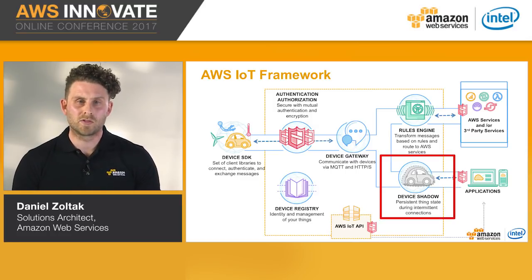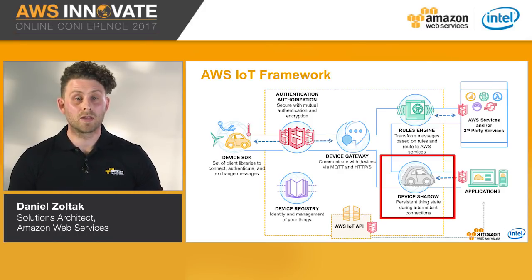This is where we introduce the concept of a device shadow. This is effectively a JSON document used to store and retrieve current state information for all things. It allows us to persist state of the device during intermittent connections. As with all AWS architectures, we stress that you should design for failure. With the device shadow, we've taken care of the undifferentiated heavy lifting should your thing lose connectivity.